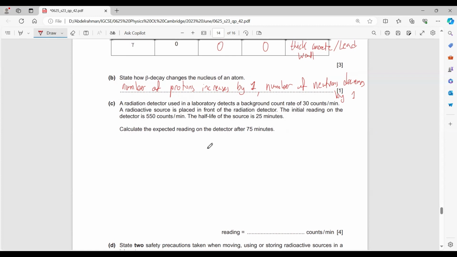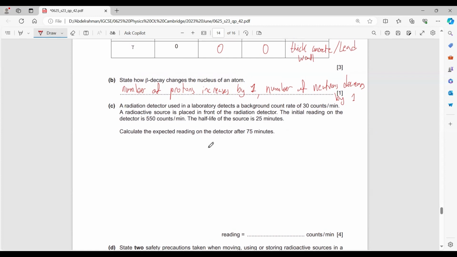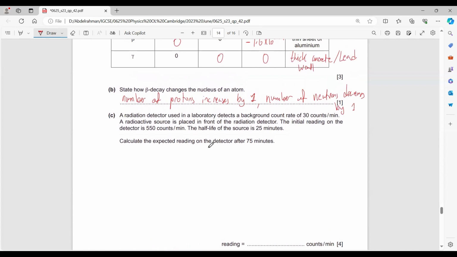So the neutron would lose 1, and the proton would gain it? Yes, basically what happens in beta decay is a neutron gets split into a proton and an electron. This electron is the beta particle, which leaves the nucleus, and what's left of the neutron is a proton. That's it.